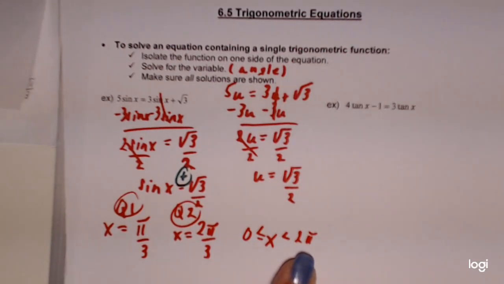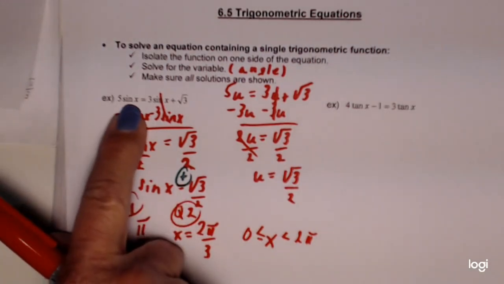Now, I just want to point out here, if you notice, when I wrote this, I wrote 0 is less than or equal to x. So we can count 0 as a solution. But over here at 2 pi, it's just less than. Because remember, with sine, the sine of 0 and 2 pi are the same thing. We're back to where we started. So we don't need to duplicate unnecessarily. So it'll be 0 included, but up to 2 pi not included.